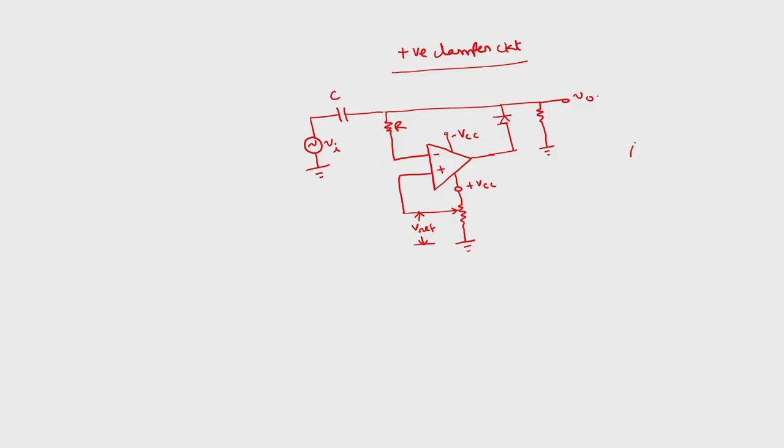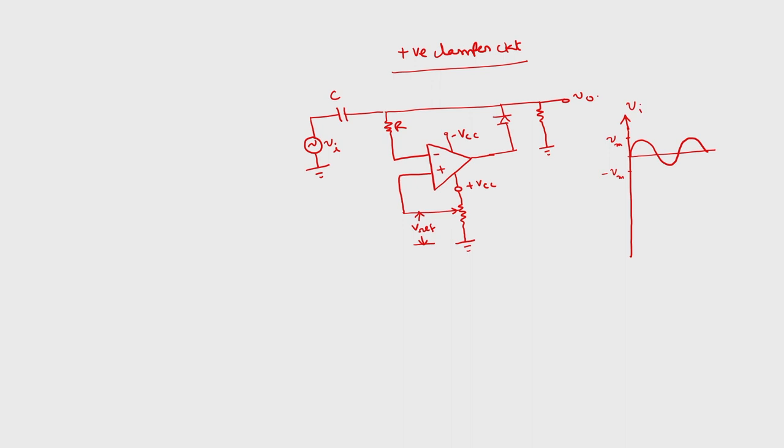Given an input like this, we will see what the output will be. You can see that the output is going to be clamped in the positive direction. Let us assume that this is Vm, the maximum peak voltage, and this is minus Vm. This is the input voltage Vi.